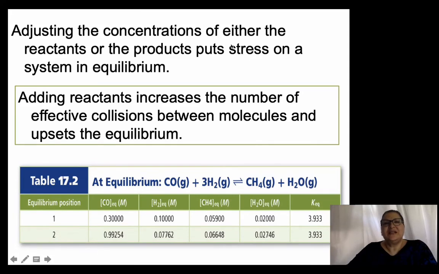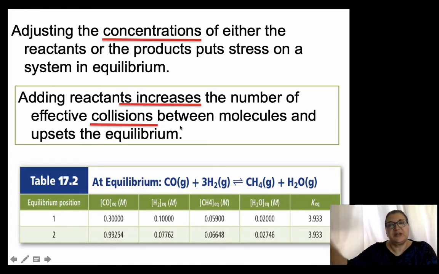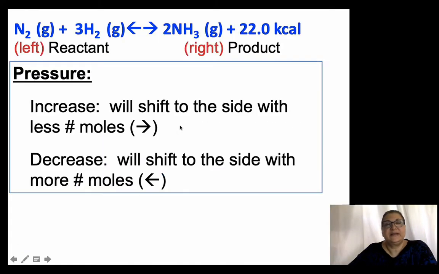So adjusting concentration, either product or reactant. Adding a reactant increases the number of collisions. It upsets equilibrium. Okay, concentration increases collisions and disturbs the equilibrium or upsets the equilibrium. And it has to shift away from that stress.